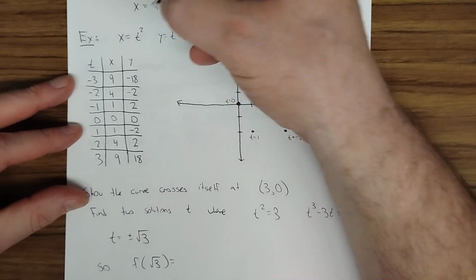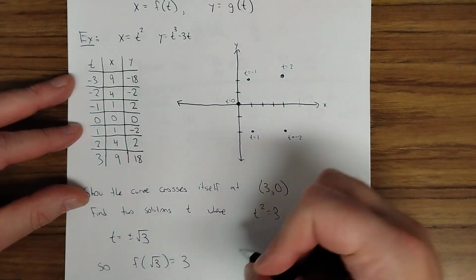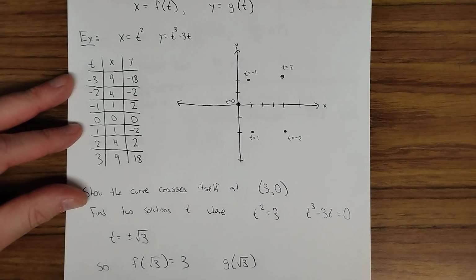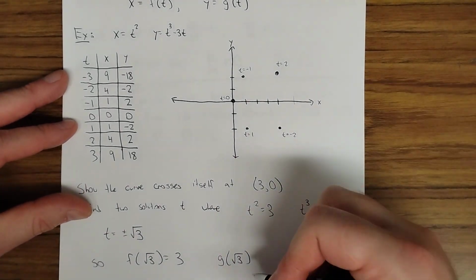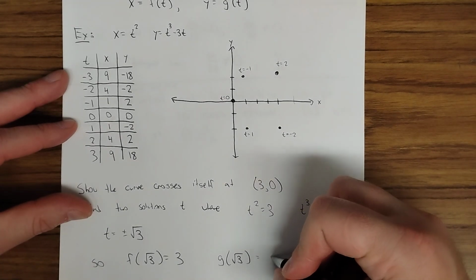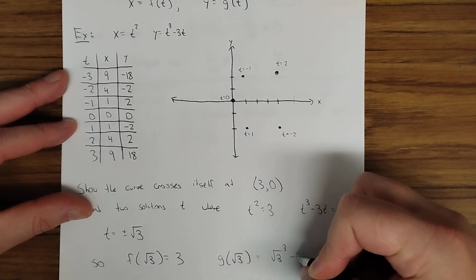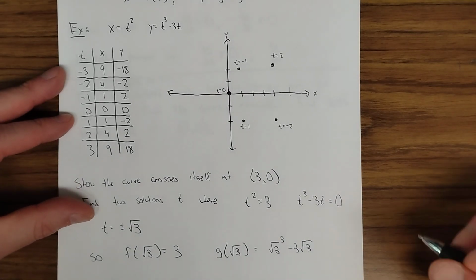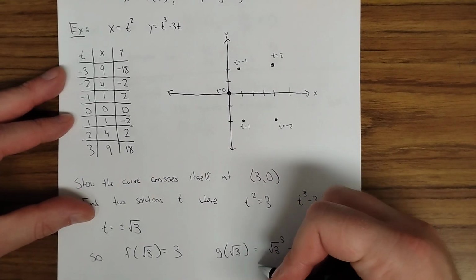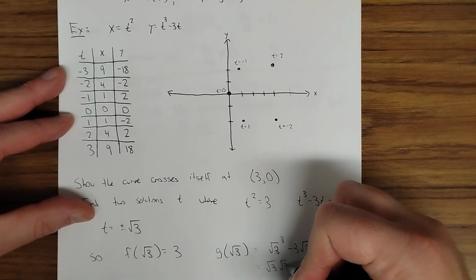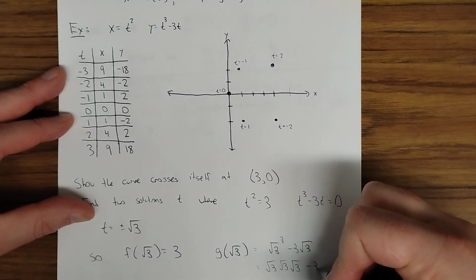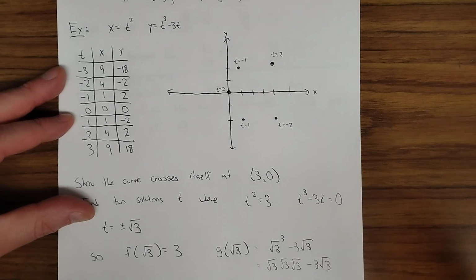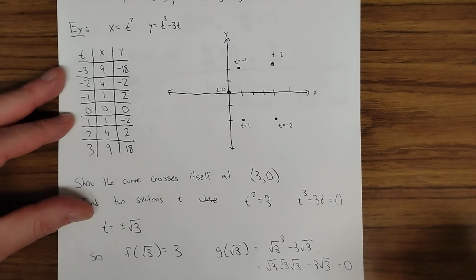f of root 3, that's my x, that gives me 3. G, or sorry, I meant f of root 3. G of root 3 is this. If I plug it in, of course, root 3 cubed, because these two things are 3, so this is 3 root 3 minus 3 root 3, which is indeed 0.